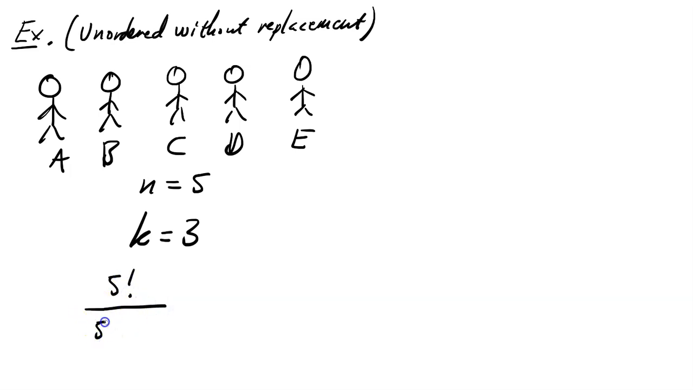So we have 5 minus 3. So this was the formula used in the previous example, because we picked an ordered draw without replacement. Then this would be the formula. Okay, so we have 5 factorial, picking 5 persons, and we pick 3.